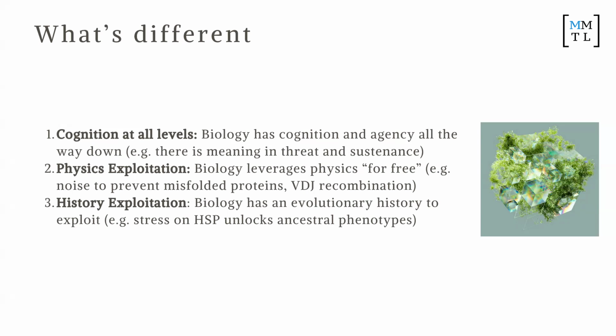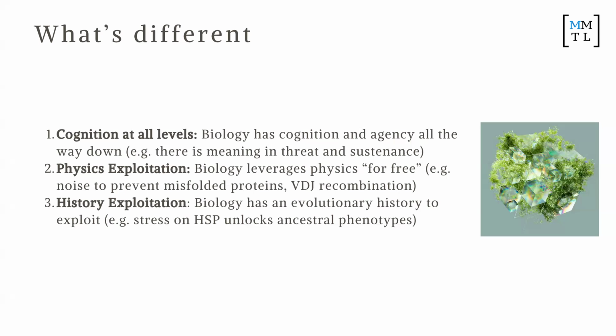Distinction number two is that biology leverages physics much better than AI. Okay, so for example, we use noise to prevent misfolded protein. If the protein's misfolded, it sort of shakes its way out of it and then it folds into a proper protein. Or we use VDJ recombination in immunology, which is we use randomness to be able to detect different infectious diseases.